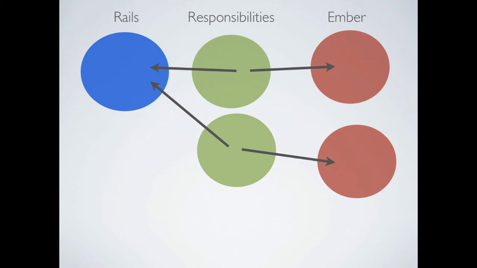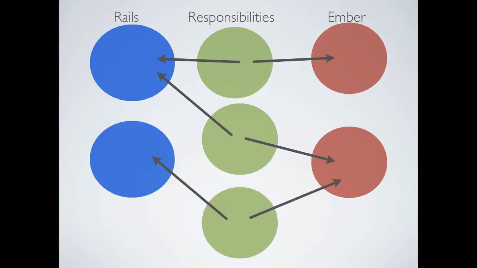Here we have two responsibilities. Rails has one class which contains both those responsibilities. It takes care of both of them. Meanwhile, Ember has those split into two separate classes. Then we'll add a third responsibility, which is in a separate Rails class, but is taken care of by one of the previous Ember classes.